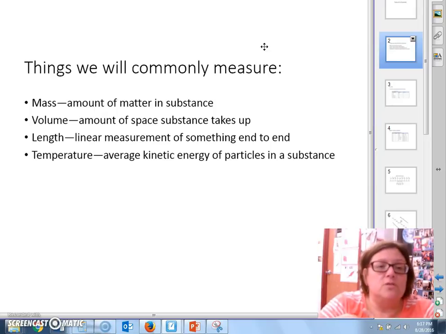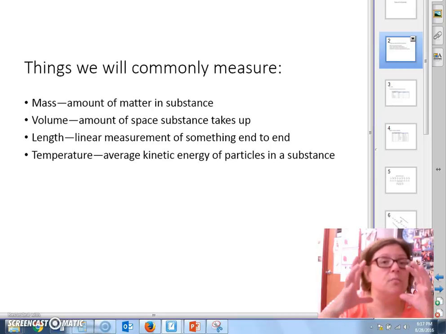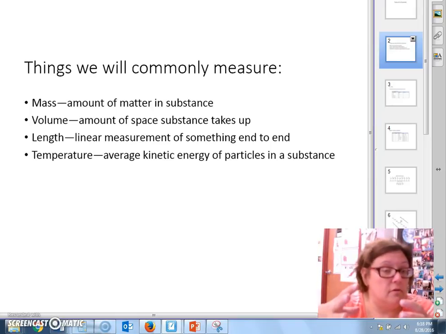First of all, things we will commonly measure. We will measure mass. Mass is the amount of matter in a substance. Volume. Volume is the amount of space a substance takes up. Length is the linear measurement of something from end to end. And temperature is the average kinetic energy of particles, not the heat, because heat takes into consideration both the average kinetic energy and how much you have. Temperature is just that average kinetic energy.